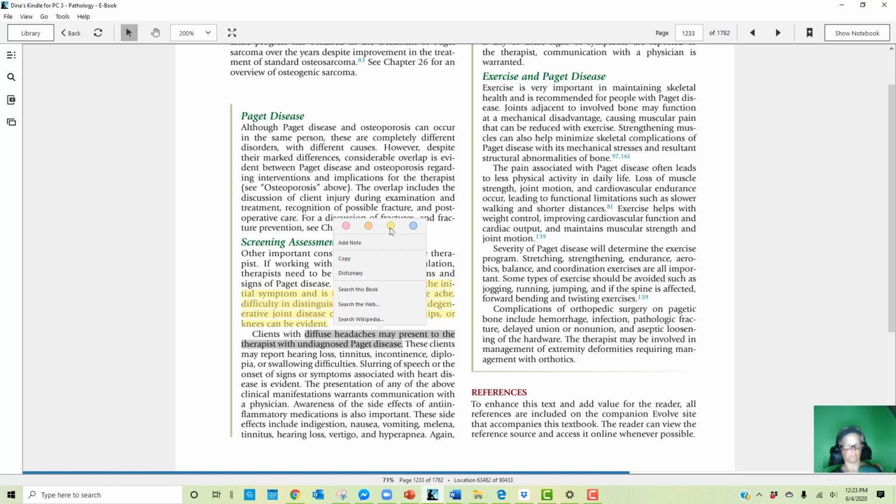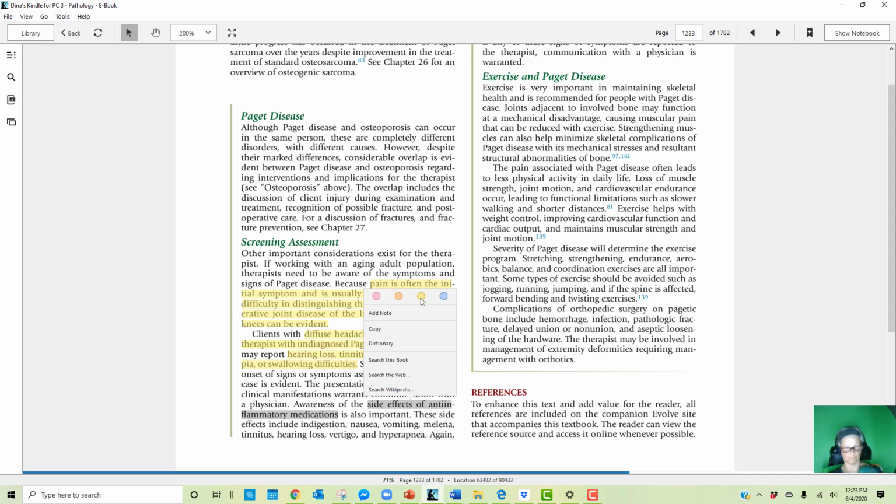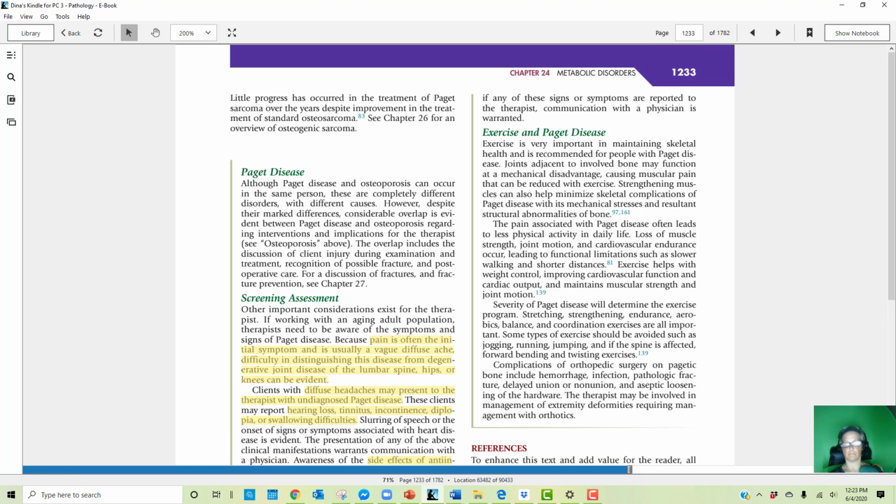These clients may report hearing loss, tinnitus, incontinence, diplopia, swallowing difficulties, slurring of speech, or the onset of signs or symptoms associated with heart disease. The presentation of any of the above clinical manifestations warrants communication with the physician. Awareness of the side effects of anti-inflammatory medications is also important. These side effects include indigestion, nausea, vomiting, melena, tinnitus, hearing loss, vertigo, and hyperpnea. Again, if any of these signs or symptoms are reported to the therapist, communication with the physician is warranted.